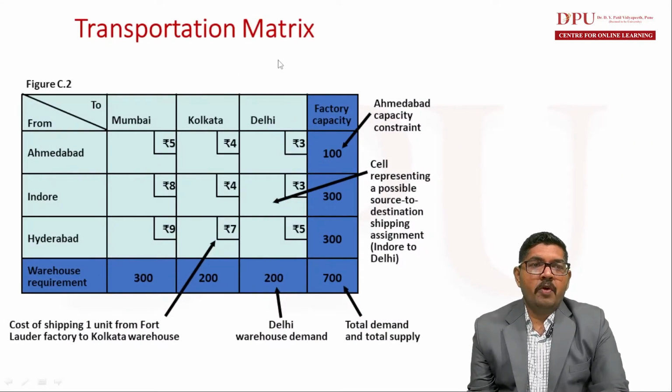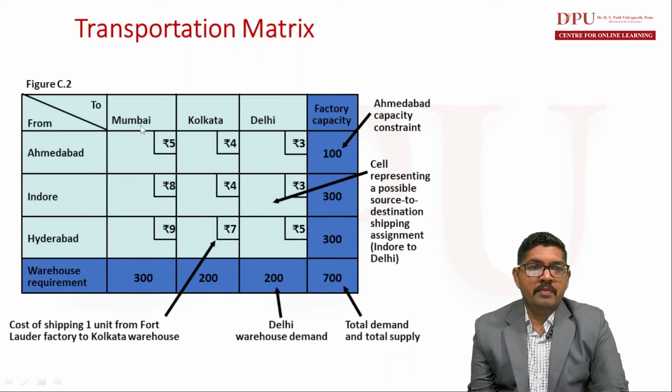So for the transportation problem, the matrix is given here. So Mumbai, Kolkata, and Delhi, these are the warehouses, or what we can call destinations. Ahmedabad, Hyderabad, and Indore, these are three manufacturing facilities which can also be called sources, right? These 5, 4, 3 in rupees are the unit cost of transportation from each source to each destination.